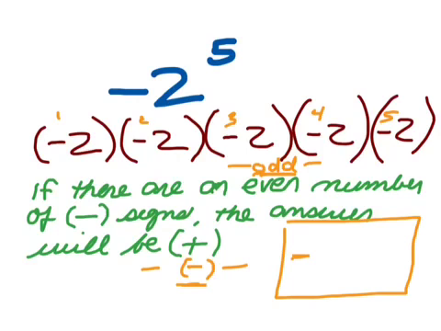I don't care about the signs anymore because I already know the answer is going to be negative. Now I can just put the signs out of my mind and focus on the math. So 2 times 2 is 4. 4 times 2 is 8. 8 times 2 is 16. And 16 times 2 is 32.